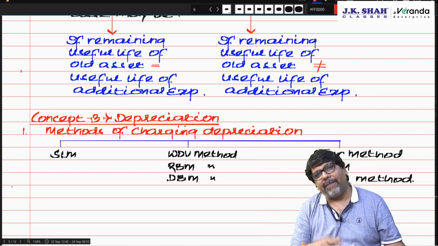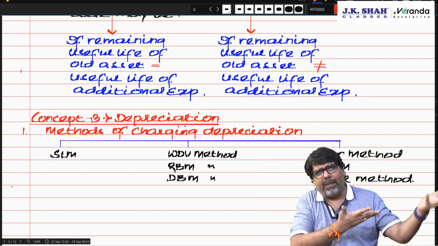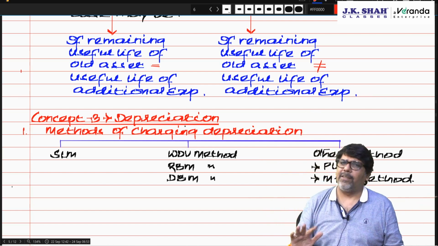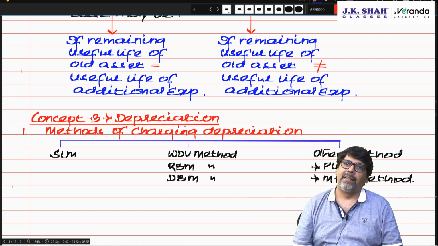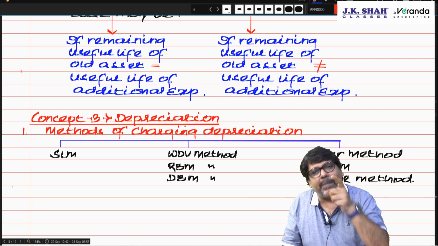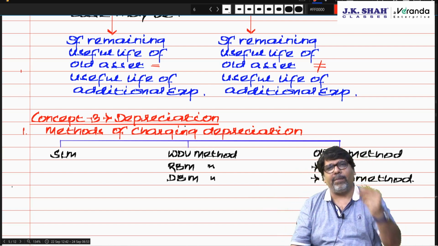Will it increase the efficiency? Maybe efficiency again back to normal only. Will it increase the life of the asset? No, it will maintain the life of the asset. But that expenditure's benefit is 1 year, more than 1 year. Sir, more than 1 year. Should be capitalized, should not be capitalized.